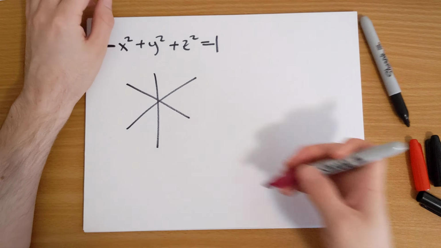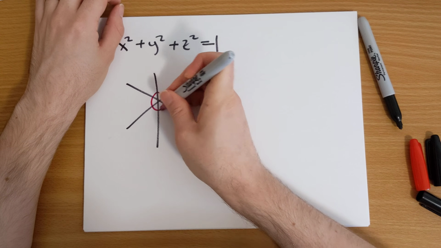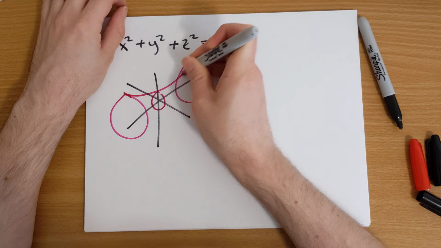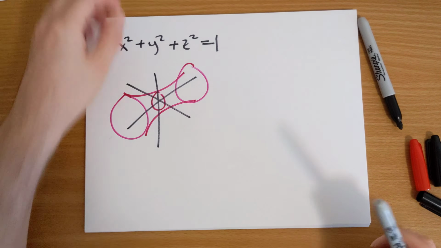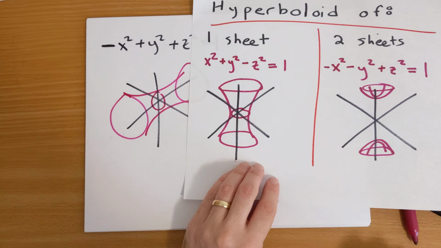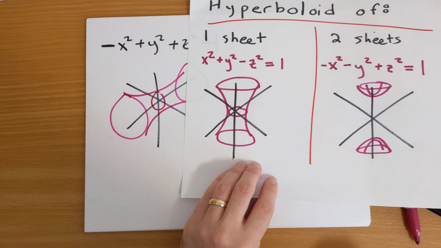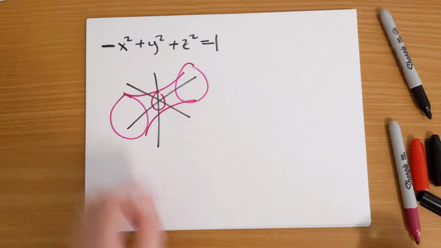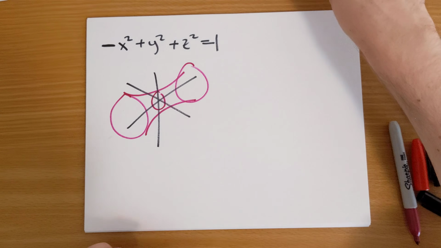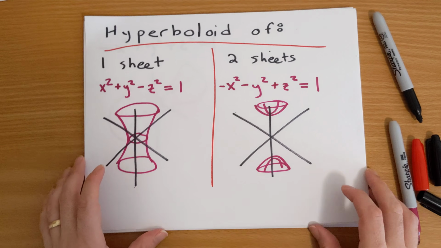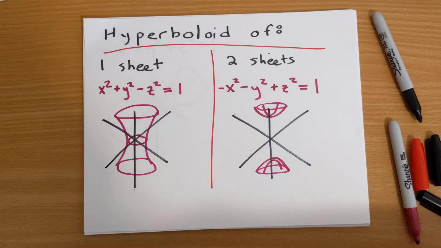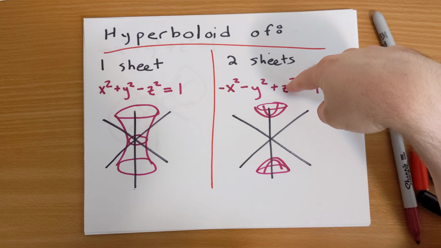So now this is going to be centered on the x-axis. So this picture and this picture are just the same generic shape, just rotated. If you move the minus sign to be attached to the y squared term, then it would be centered on the y-axis.